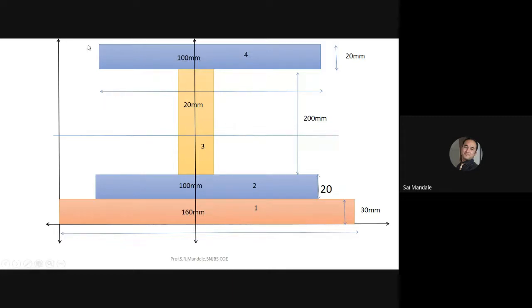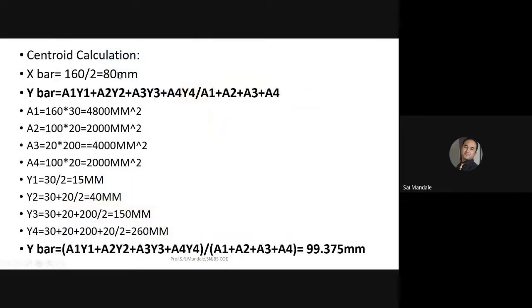And X bar, you just told me, is 160 by 2, that is 80 mm. And the value for Y bar, how much is it, Rushikesh? Yesterday you calculated the values. So the centroid is 160 by 2, that is 80. And to calculate Y bar, the formula is A1 Y1 plus A2 Y2.